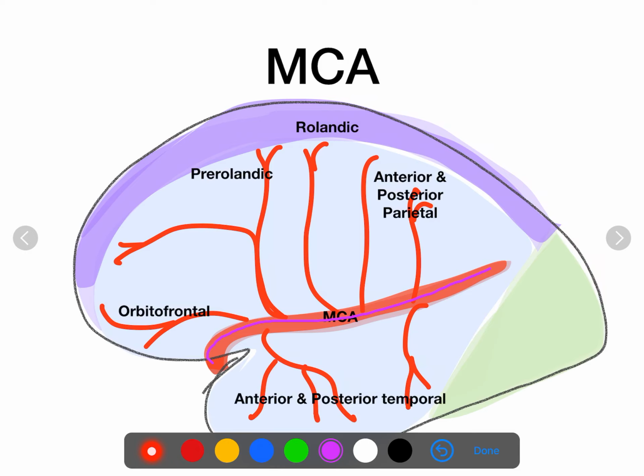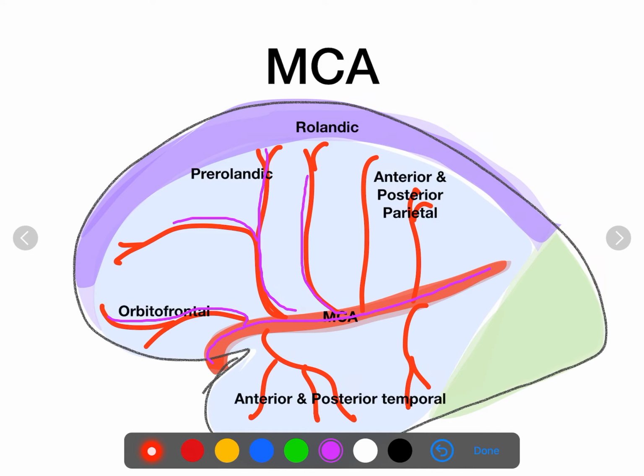The picture shows the cortical branches of the middle cerebral artery. The anteriormost is the orbitofrontal, which goes to the frontal lobe, and there is the pre-Rolandic artery, whose main branch lies in the precentral sulcus.